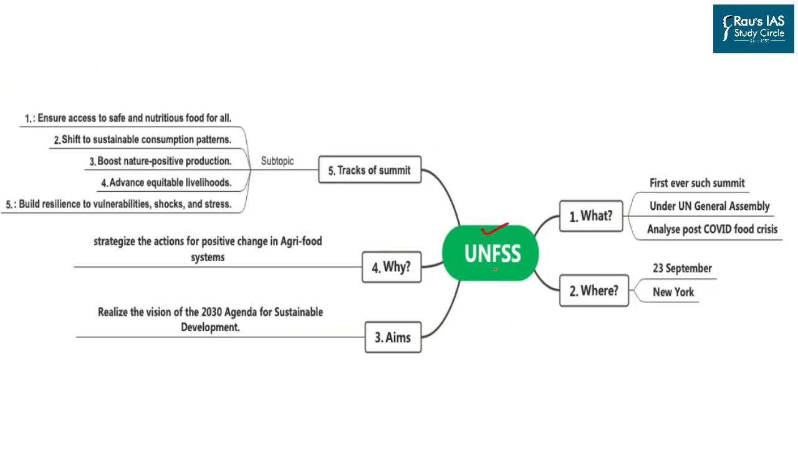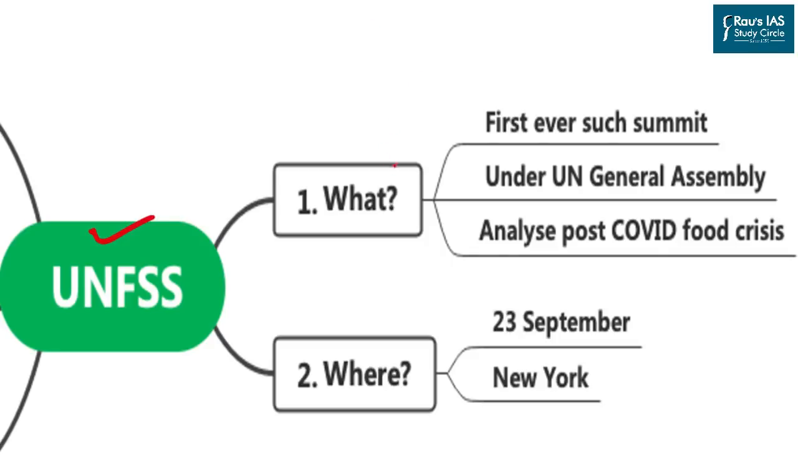Now, after going through the needs, let us look into what is the United Nations Food Systems Summit, which was organized recently. Now, when it comes to what, this is the first ever summit organized for food safety at a global level. This was organized under the United Nations General Assembly and it looks into the analysis of the post-COVID food crisis across the globe. All these facts are important for your prelim examination for this year and even for the next year. This summit was recently organized on 23rd of September and it was organized in New York, United States.